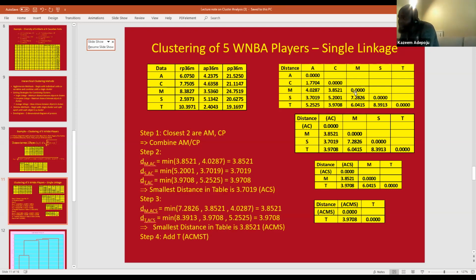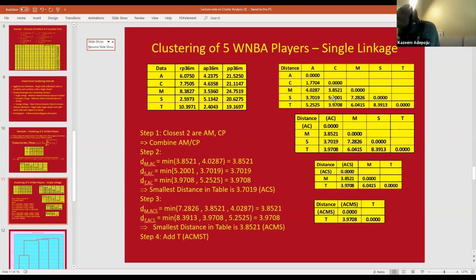Because there's a possibility that maybe you have something here that is not zero. Maybe that is something else. But let me tell you something. The moment you have 0, 0 right here, you are not going to have anything here, because what you're going to have here is something you have already had here. So now, how do I compare? You now compare this. What is the minimum between 4.0287 and 3.8521? The minimum is this. That is why I wrote it here.